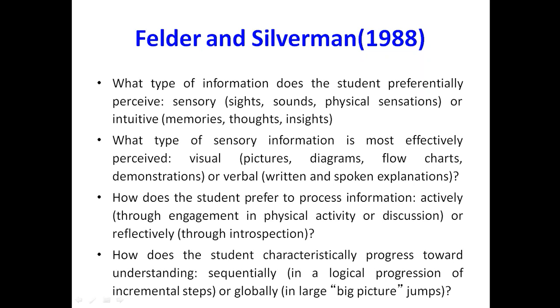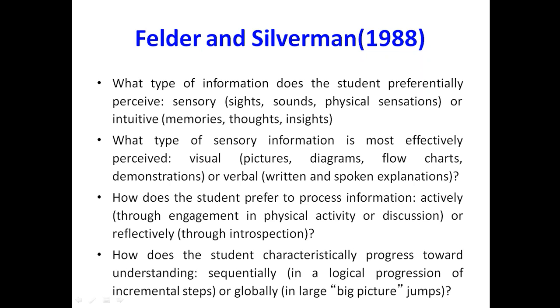The second question they raised was, what type of sensory information is most effectively perceived? Whether the person prefers visual information or verbal information. When they say visual information, that means the individual prefers to learn through pictures, diagrams, flowcharts, demonstrations, etc. And when we say the person prefers to learn through verbal information, it may be a written or spoken explanation for a concept, for a theory, and so on.